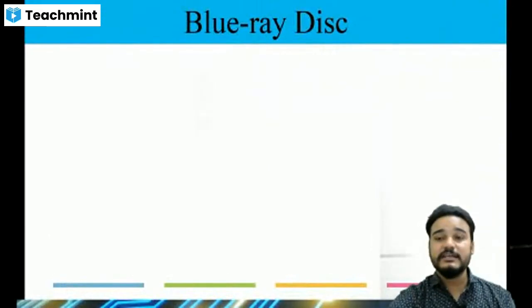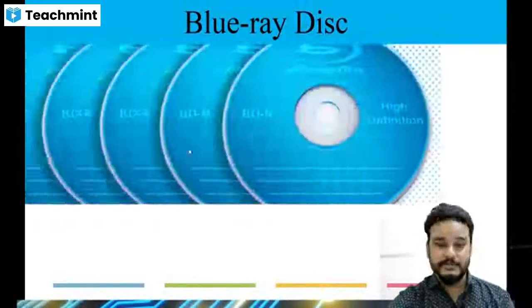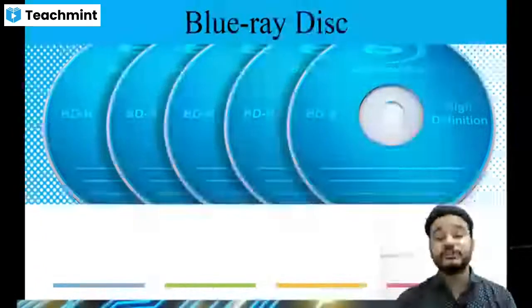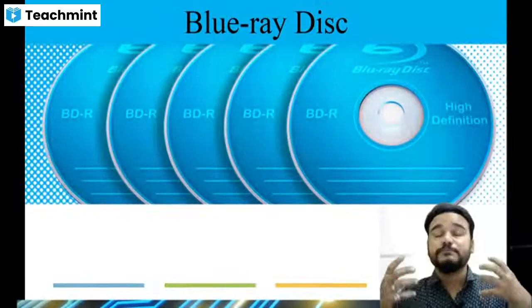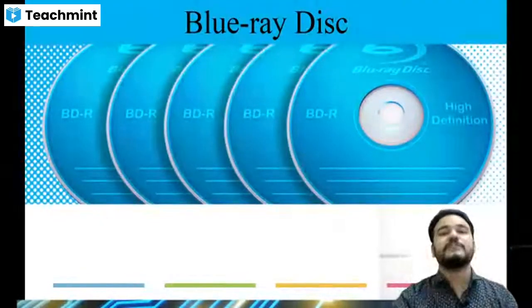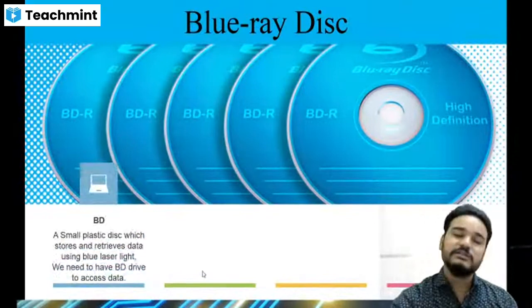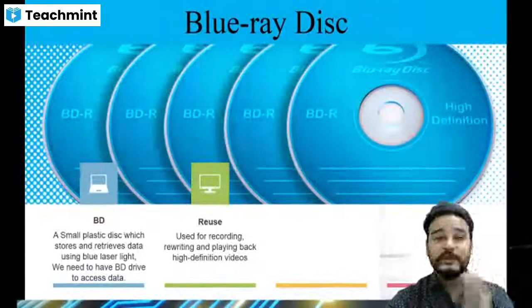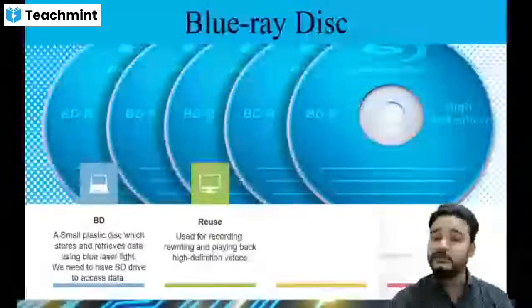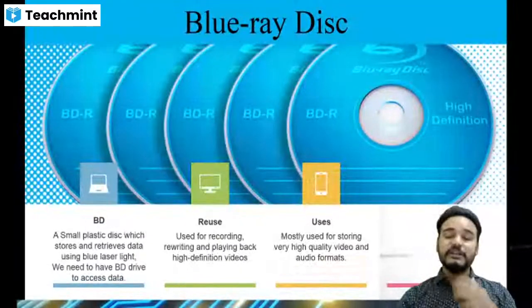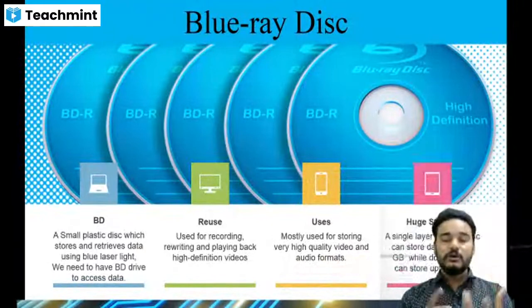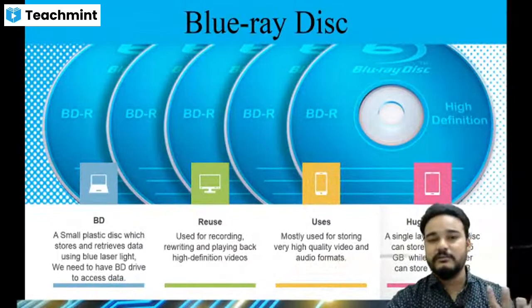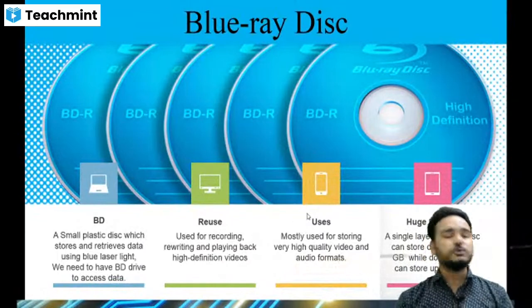Then next, we have Blu-ray disk. When you want more storage on your disk, and you have to store very high definition, high quality data, at that time you can use Blu-ray disk. It's again a plastic disk which is blue in color, okay, and blue rays are used for reading the content, and it can be reused, meaning we can record, then erase, and again use it for further recording. So it can store a huge amount of data.